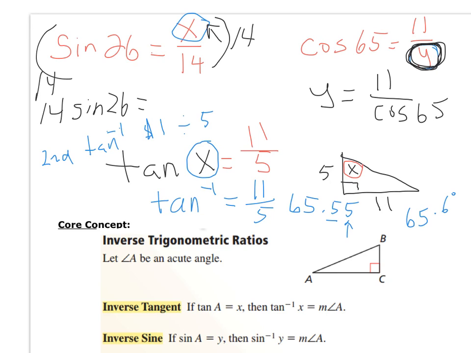Again, these are the only three ways that your trig ratios will be. You will either have your missing part on top, okay, which right here I would just multiply. I'd go 14 times 20 sine 26, and I would get an answer. If the missing part is on bottom, I would go 11 divided by cosine 65. That would give me an answer. And then here, if the missing part is where the angle measure usually is, then you're going to do the negative inverse. Those are the only three ways your things will be.